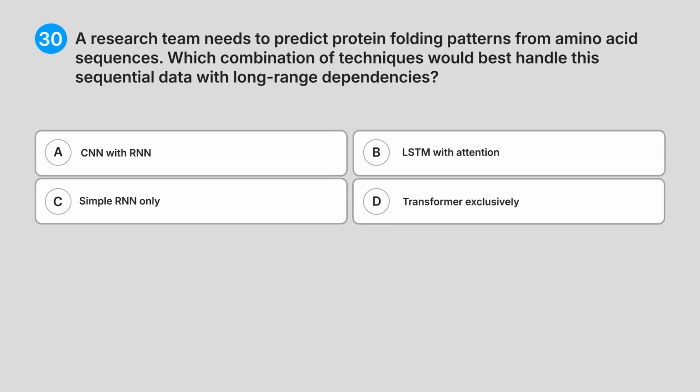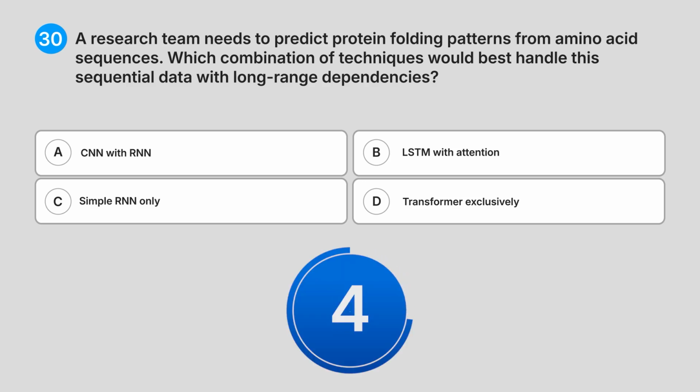30. A research team needs to predict protein folding patterns from amino acid sequences. Which combination of techniques would best handle this sequential data with long-range dependencies? A. CNN with RNN. B. LSTM with attention. C. Simple RNN only. D. Transformer exclusively. Do you know the answer?